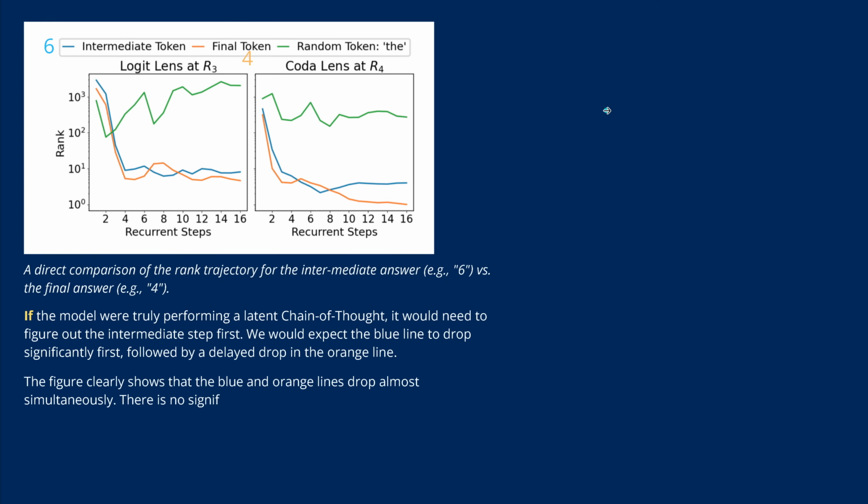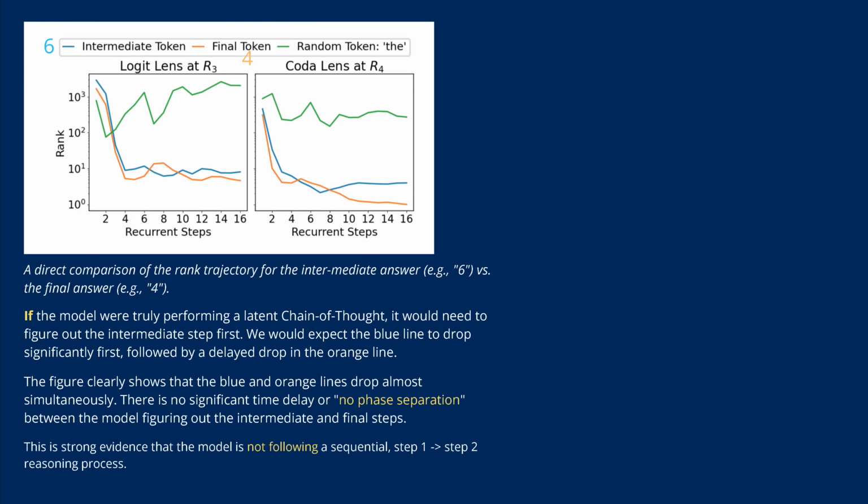But as you can see, it clearly shows the blue and orange lines drop almost simultaneously in both our instruments, where we look into the layer structure, the layer dynamic. So there's no significant time delay, no phase separation between the model figuring out the intermediate steps and the final steps. So anything connected with a chain of thought is not really materializing here, if we look inside.